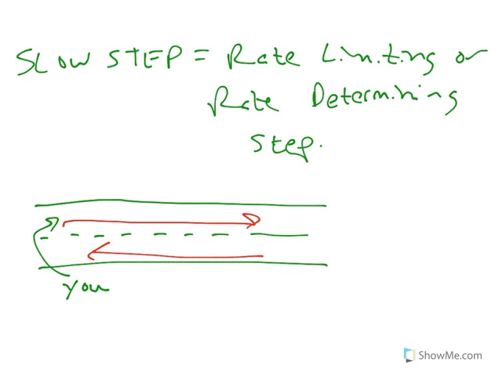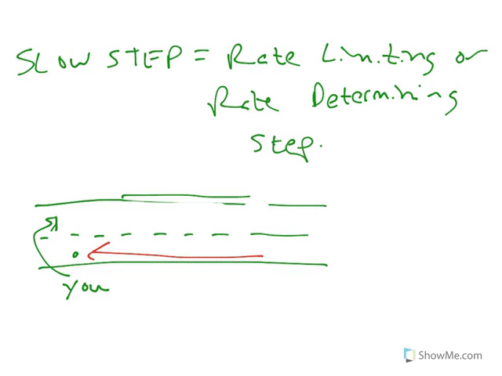Just think about this. If you're driving and the lane up here is totally clear, there's nobody in that lane, but this lane is totally clogged, are you going to be able to get into your lane? The answer is no, because you have to sit here and wait and wait until this lane clears. That's the idea behind rate limiting or rate determining steps.